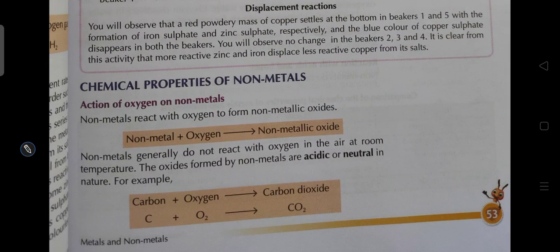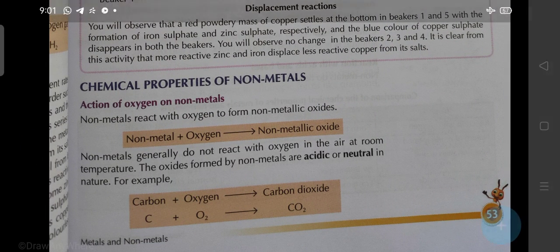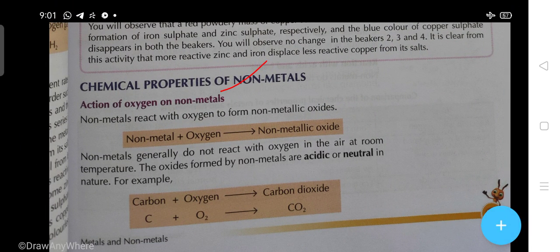Now students, chemical properties of non-metals. Action of oxygen on non-metals. Non-metals react with oxygen to form non-metallic oxides. Non-metals generally do not react with oxygen in the air at room temperature. The oxides formed by non-metals are acidic or neutral in nature.